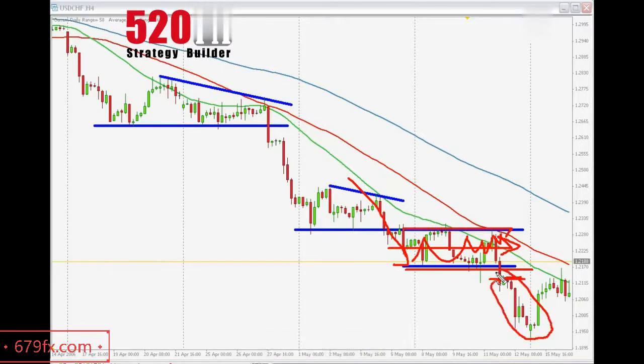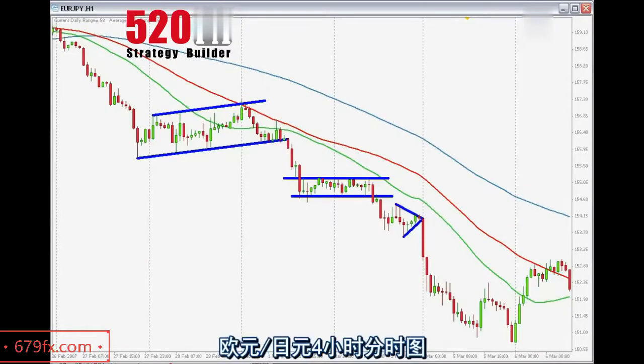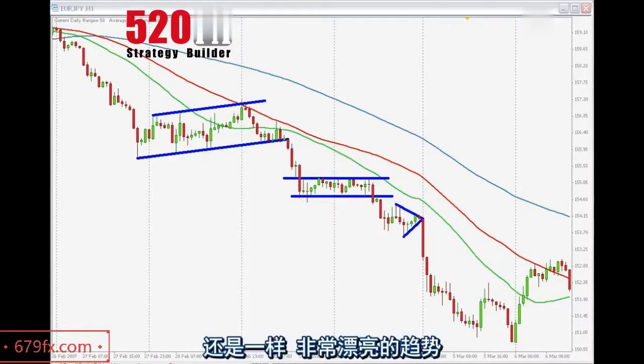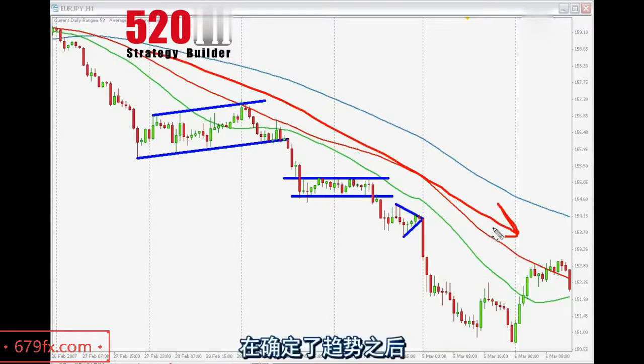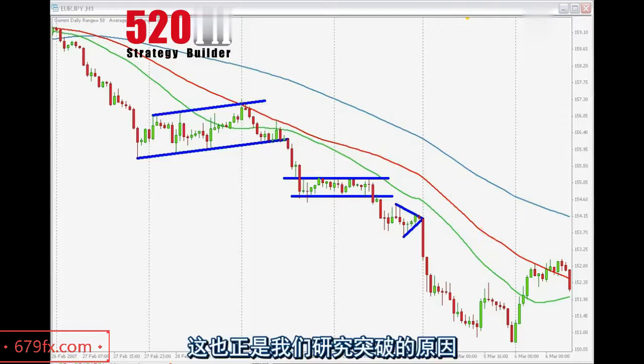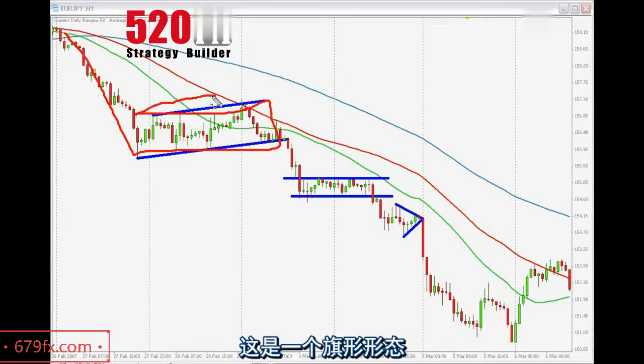All right, next example, Euro JPY chart in the 4-hour time frame. Same thing, nice trending scenario. That's what the moving averages are for, as seen in the first chapter. We already know that we are in a trending market. Now it's all about finding a decent entry point. That's what we are studying breakouts for now. What do we see here? Well, that's a flag.